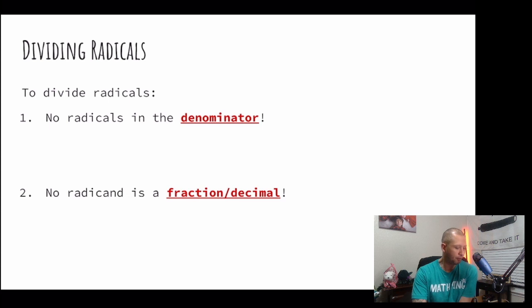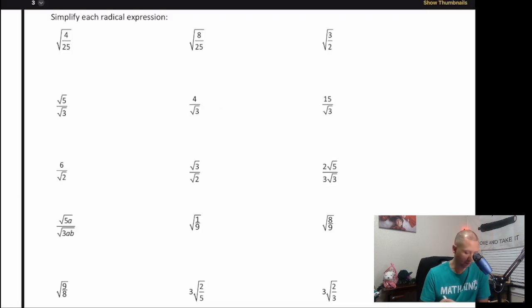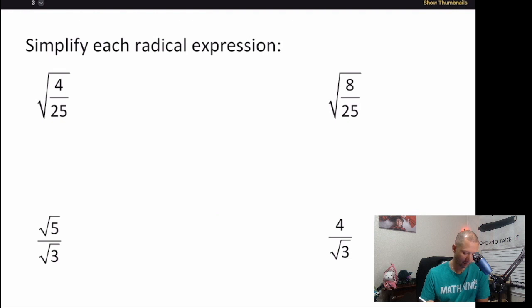Okay, dividing radicals. I believe this is the last topic. So when you're dividing radicals, the idea is that we don't want radicals in the denominator, and we don't want the radicand to have any fractions or decimals. So no radicals in the bottom of the fraction, and no fractions inside of the square root. All right, so let's see. Do a couple.